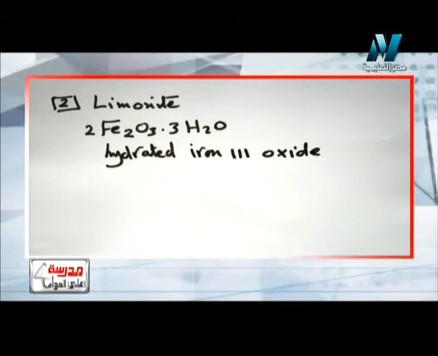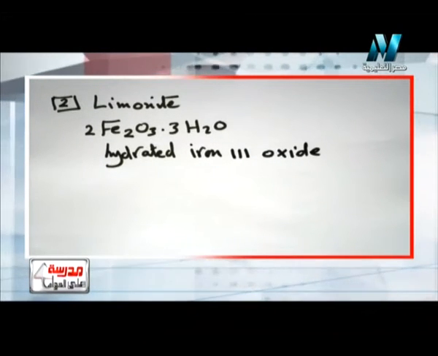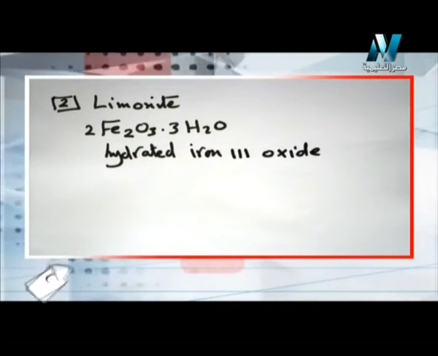Iron 3 oxide, limonite or hematite, is found in ores. It contains a percent of iron. Limonite has from 20 up to 40% of iron, while hematite has higher percents, I mean 50 to 60% of iron. Hematite has a red color, while limonite is yellow.